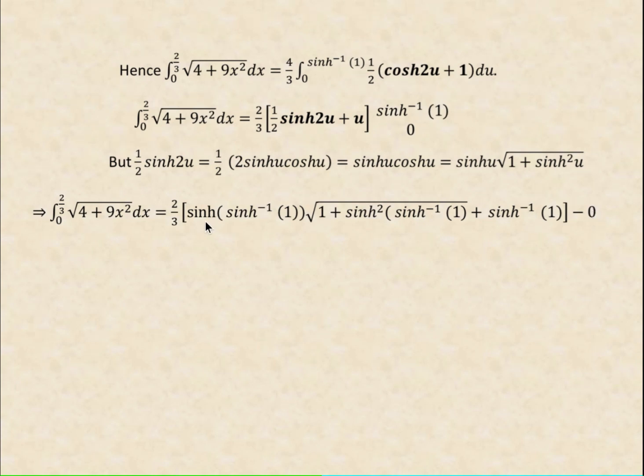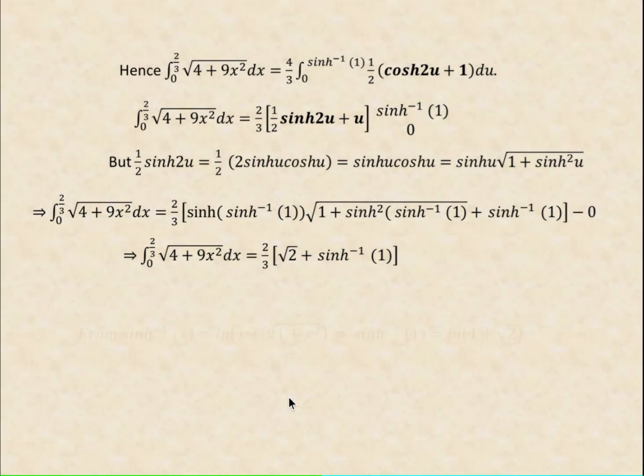Then in order to simplify, we note that sinh of sinh inverse of x will always give x, so in the next step the integral simplifies to 2 over 3. Then we have sinh of sinh inverse of 1, which is 1 times root of 1 plus 1, which gives root 2, plus the last term, which is sinh inverse of 1.